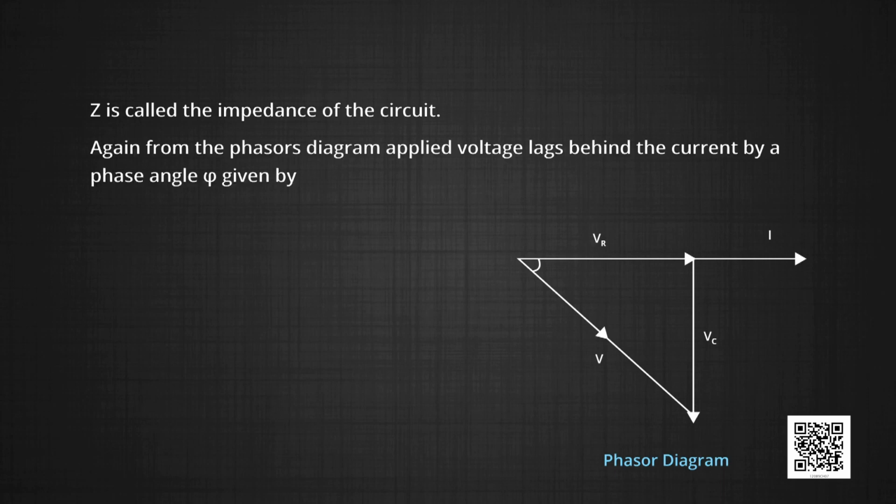Again, from the phasor diagram, the applied voltage lags behind the current by a phase difference of phi, which can be written as tan phi equal to V C upon V R, which is equal to 1 upon omega C R. Here Z is the impedance.